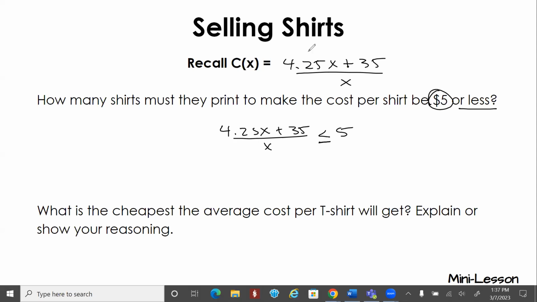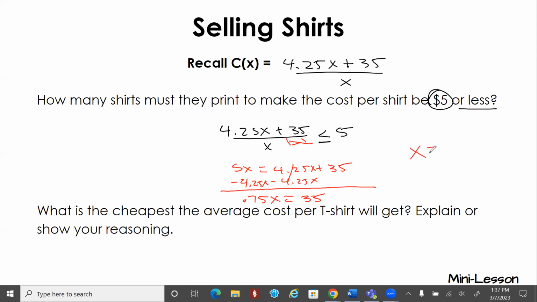Just like what we did yesterday, cross multiply, and that's going to give us 5x equals 4.25x plus 35. We're going to subtract the 4.25x from both sides, and that's going to give us 0.75x equals 35. When we take 35 and divide it by 0.75, that's going to give me 46.6. But we can't have half a shirt, so we're going to say about 47.